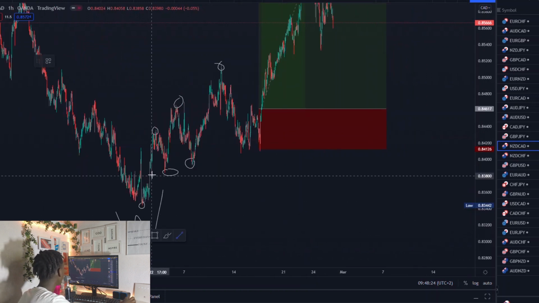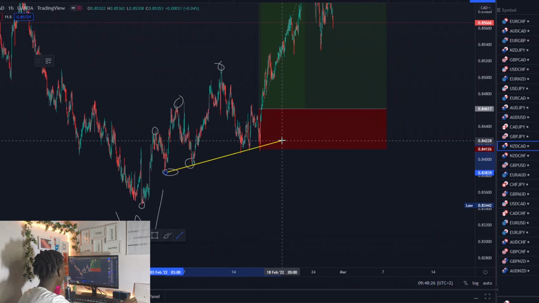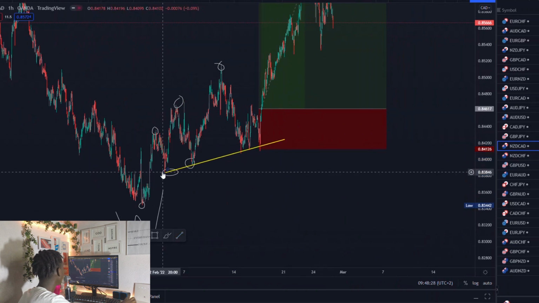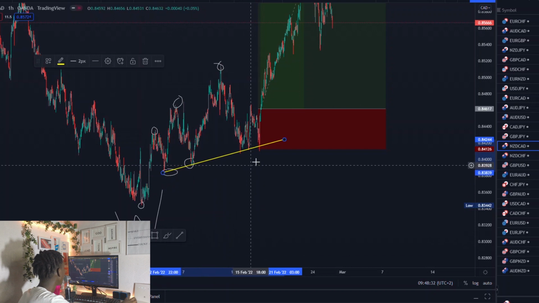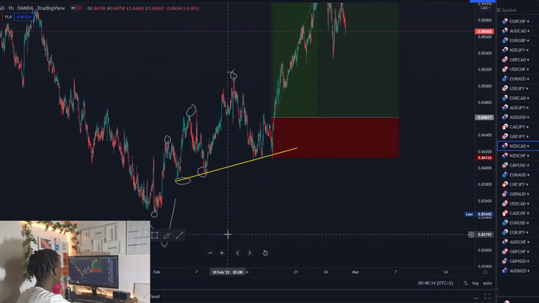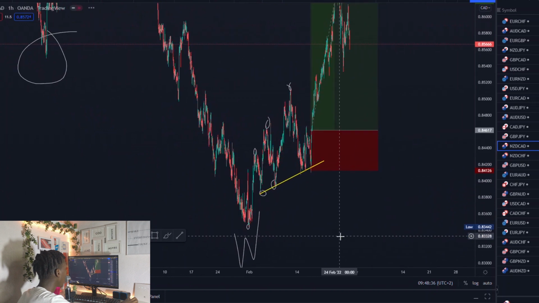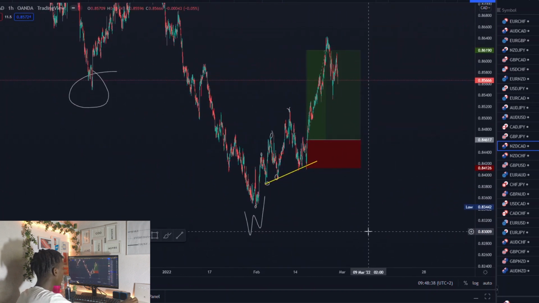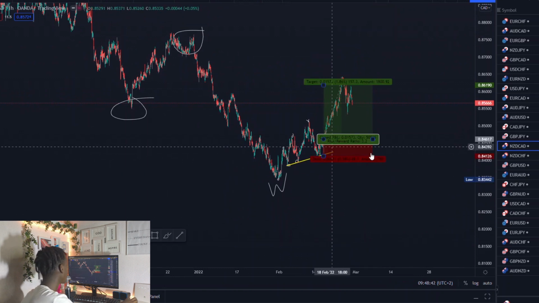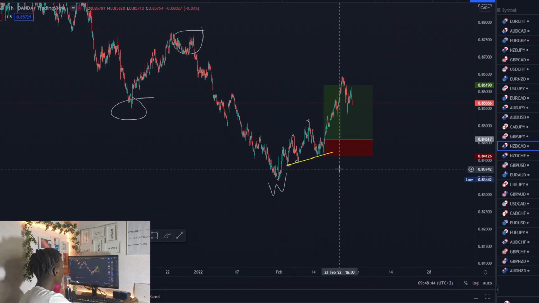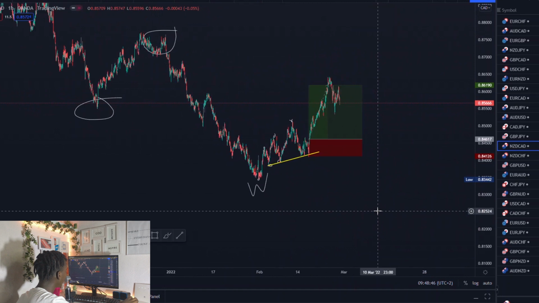So what happened was, we got in here. First touch was here, second touch, and then on the third touch I was actually anticipating to enter. Maybe some of y'all might be asking yourselves, okay, you tried to enter there, how did he know that price is ready to go upward?